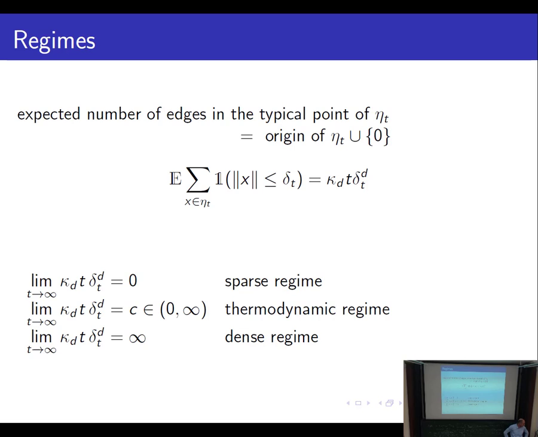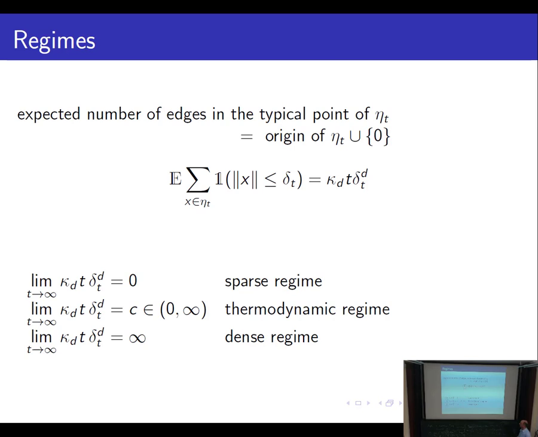For the rest of my talk, it starts to be important that there are certain regimes for our simplicial complex. So we start with the random geometric graph, and we add the origin to our graph, and we ask to how many other points this origin is connected. This is somehow the expected number of edges from the typical point. And as most of you will know, this depends on the intensity t times the radius delta t to the power d. In the sparse regime, this should go to 0, which means that you see points, but the balls are so small that they are not connected to anything else. So you have more or less only isolated balls.